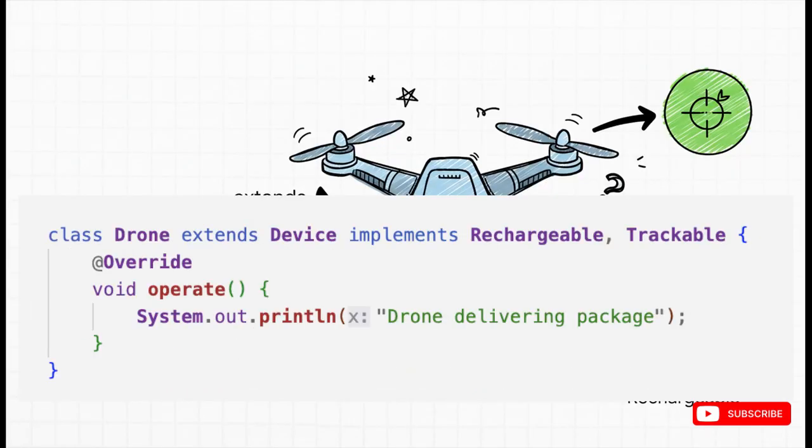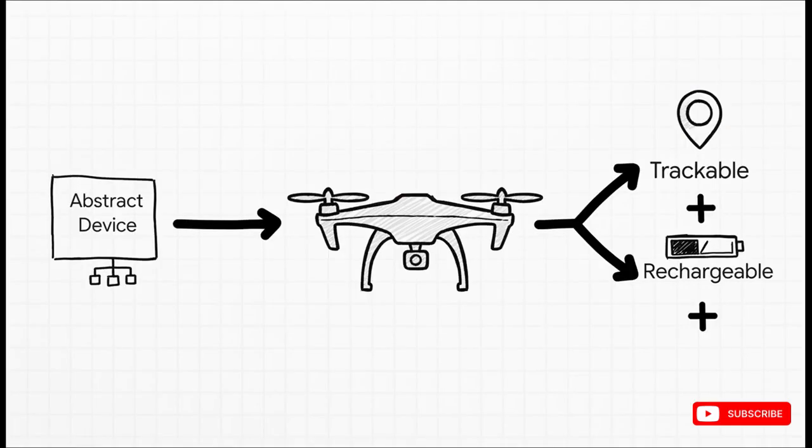And here's the magic. Our final Drone class extends its core identity, Device, and then it implements its special abilities, Trackable and Rechargeable. It inherits its blueprint and then bolts on its superpowers. It's so clean. So let's just break that down one last time to make sure it sticks. The drone is a device, that's its core identity, its family, and it gets that from the abstract class. And it has the ability to be tracked and recharged, and it gets those powers from the interfaces. This is what beautiful, flexible, modern object-oriented design is all about.